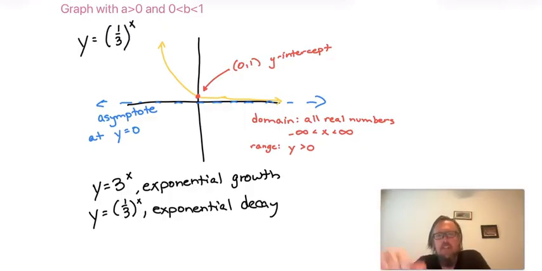And these two growth and decay functions we just looked at have the same y-intercept, the same domain, the same range, and the same asymptote. The only difference between them is that one of them starts small and then gets very, very high, and the other one starts high and then gets very, very small.